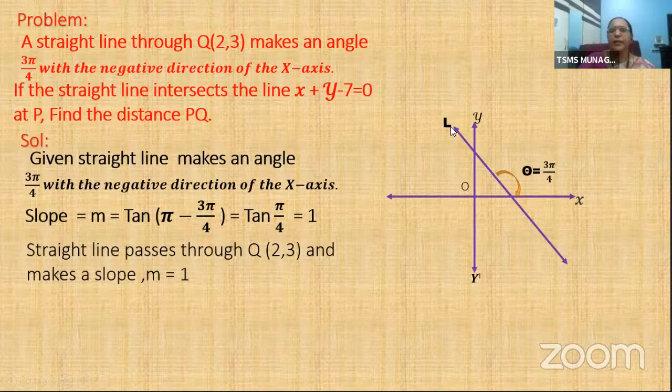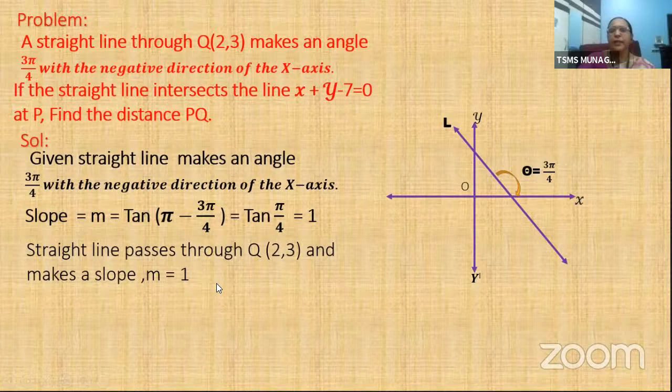And a point on the line L is given in the problem itself. The straight line is passing through Q of 2, comma 3. So we have got a point and a slope. And I hope you remember, if you know the point and the slope, what is the form we are going to use? You can guess the next line.